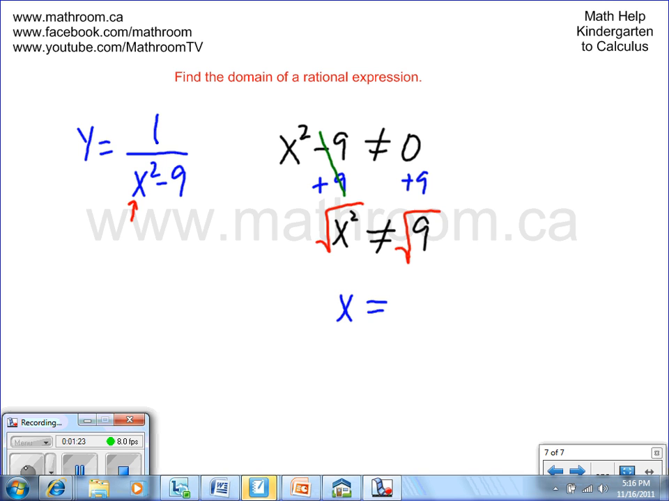So x cannot be... The square root of 9 has two answers. It could be plus or minus 3, because 3 times 3 is 9, but minus 3 times minus 3 is 9. So that means that x cannot be 3 or x cannot be minus 3.